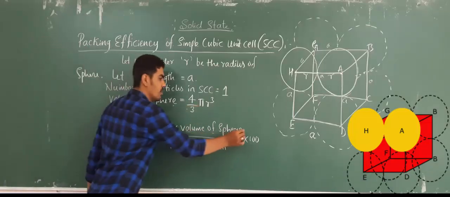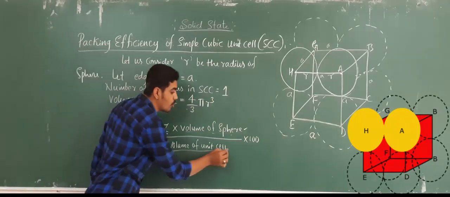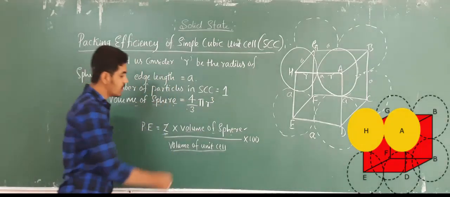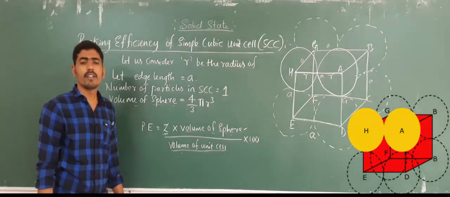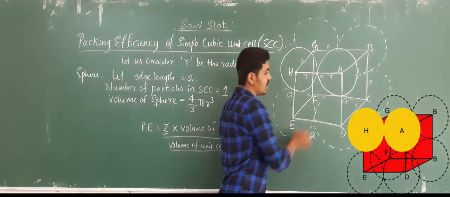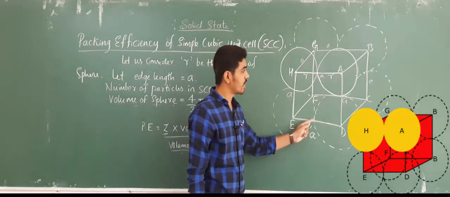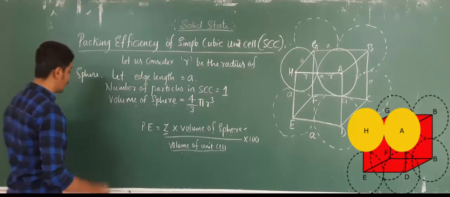So this is also, you know, now. Then another thing is the volume of the unit cell. This you should calculate. So how can we calculate the volume of the unit cell? Which unit cell is here? Here we have taken the cubic unit cell. So what is the volume of a cube?